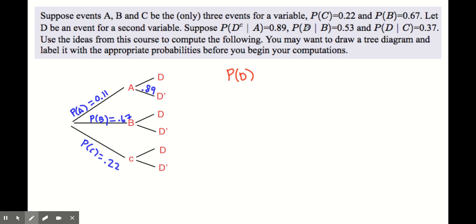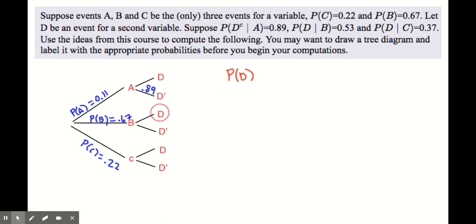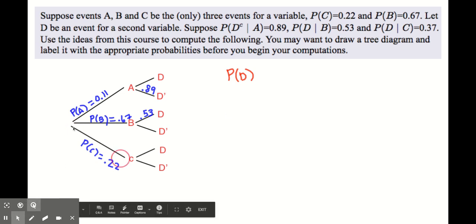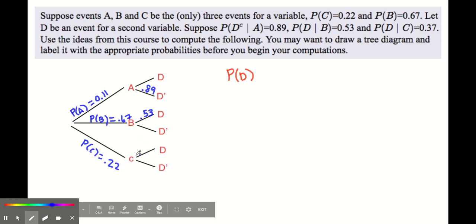We also know the probability of D given B. So now we're given that B happens, and we're looking at the probability of D happening, and we're told that's 0.53. So we'll put that probability on its appropriate branch. And then finally, we have the probability of D given C. So we are given that C happens, and we're also given that the probability of D happening, given that C has happened, is 0.37. So we're going to put that on our diagram.